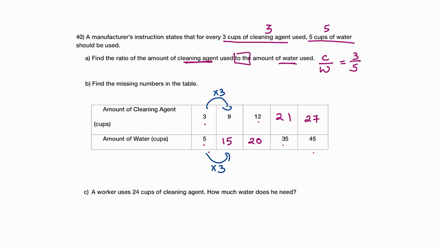So you can easily do this question mentally also. It was just multiplying. They involved a smaller number, so we did it mentally. But if you're not comfortable, write the process, do the equivalent ratios, and get your answers.